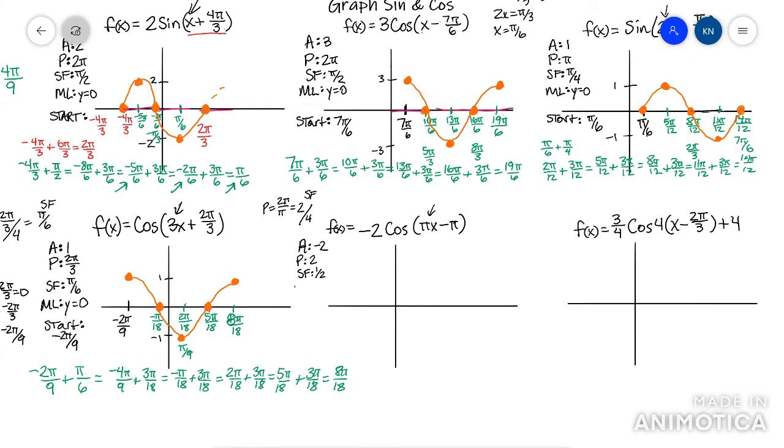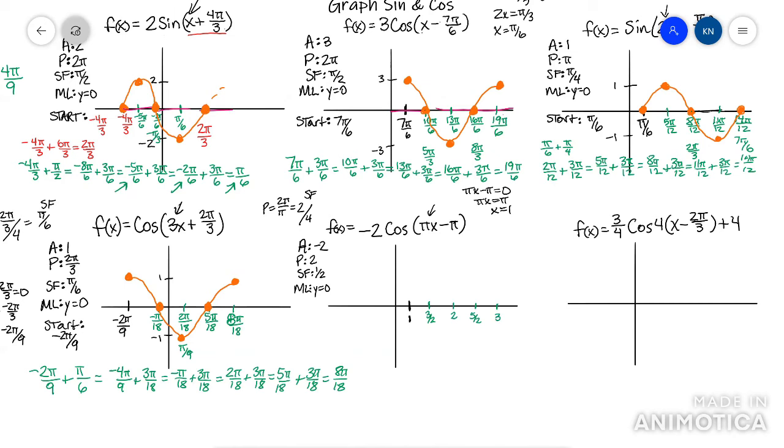You don't have a shift at the end, so your midline's still y equals 0. And then your start, you would have to do pi x minus pi equals 0 and solve it. Pi x equals pi, divided by pi, x equals 1. So this one doesn't have any pi's or anything in it. It's just numbers. So basically, you're just adding a half each time for your scale factor. So it's like 1, 1.5, which is 3 halves, 2, 2.5, which is 5 halves, then 3.